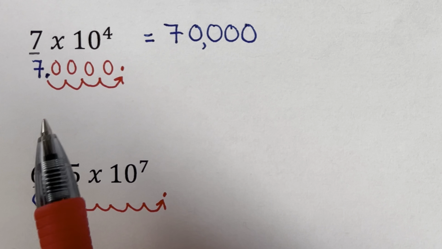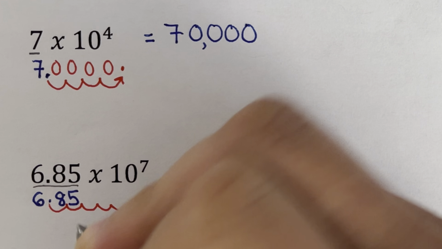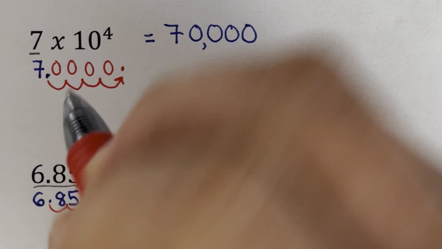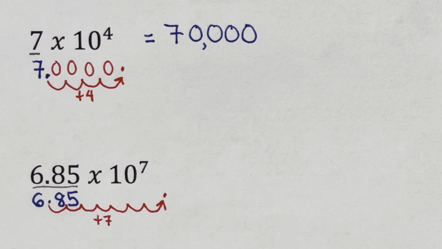So again, we did 7 spaces here. I got that from there, so that is a plus 7. And this one right here was a plus 4. And so we are now ready to move on to the third step.